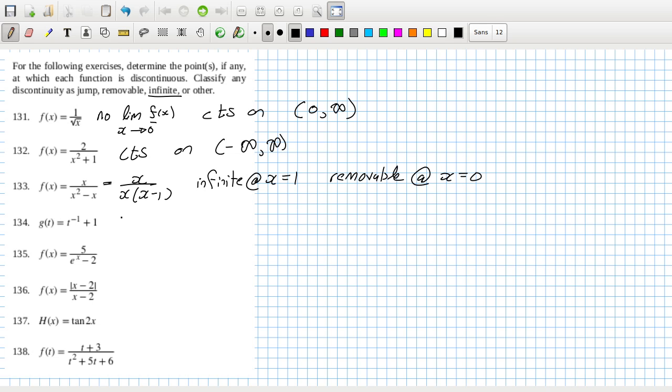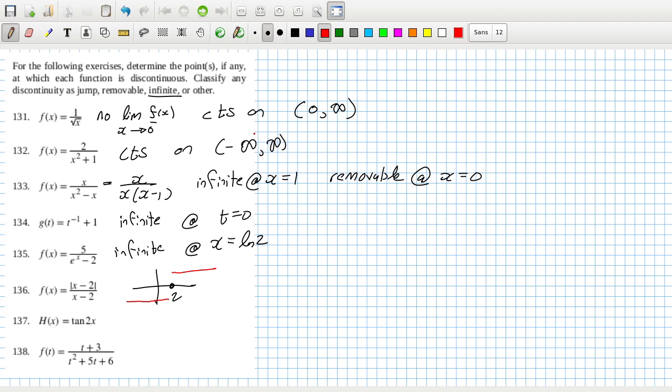This one here is clearly infinite at t equals 0. And likewise here, this is infinite at x equals ln 2, because then we're dividing by 0. We've seen this one in a previous question. If you plot this, you get a graph like this, where the graph goes minus 1, and then once you pass 2, it jumps up to 1. So you can literally see the jump at 2.